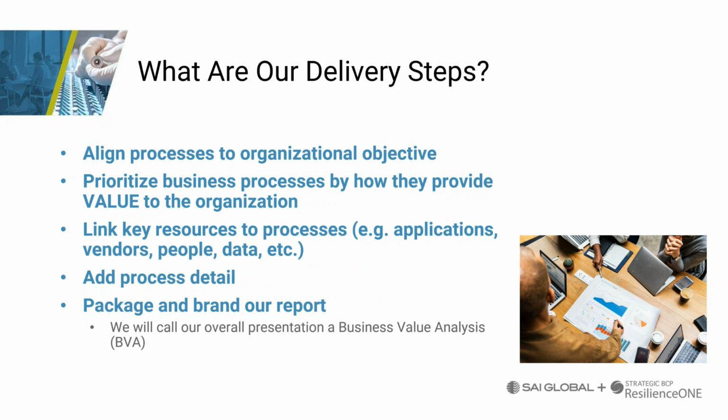And remember from before, if we're linking those apps and the vendors and the people, and we're saying what value the processes bring to the organization, we can aggregate that up to the application. So in other words, we can say, oh, application ABC supports these 5 business processes. And these 5 business processes provide this value around revenue, reputation, customer retention, so on and so forth.